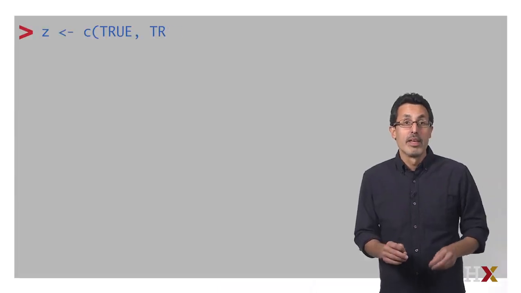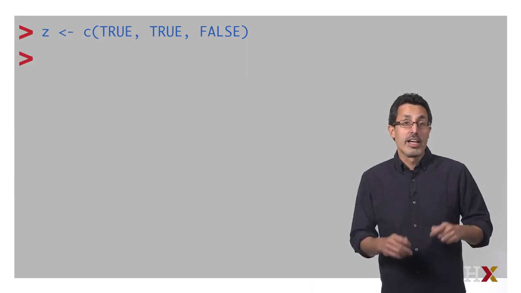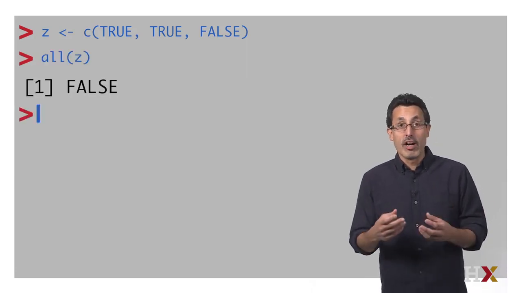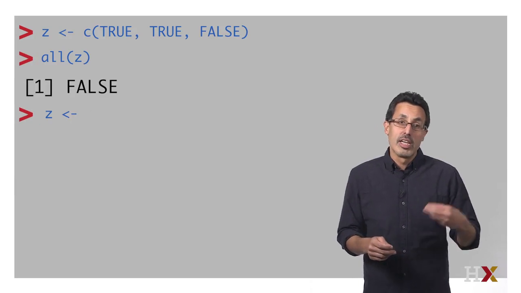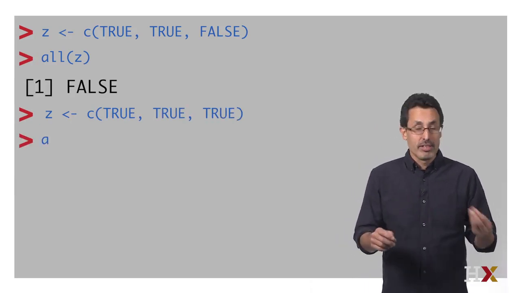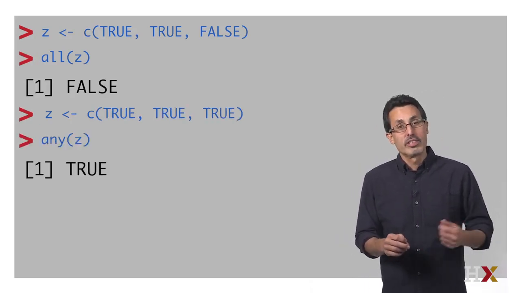The all function takes a vector of logicals and returns true if all the entries are true. So here's an example. If z is true, true, false, and I ask all(z), I get false because they're not all true. If I make z true, true, true, then of course I get a true because they're all true.